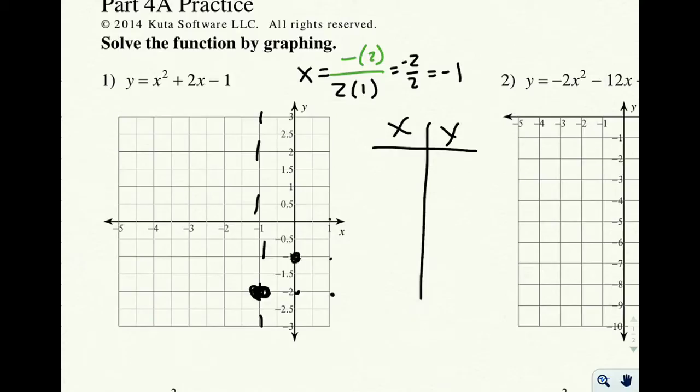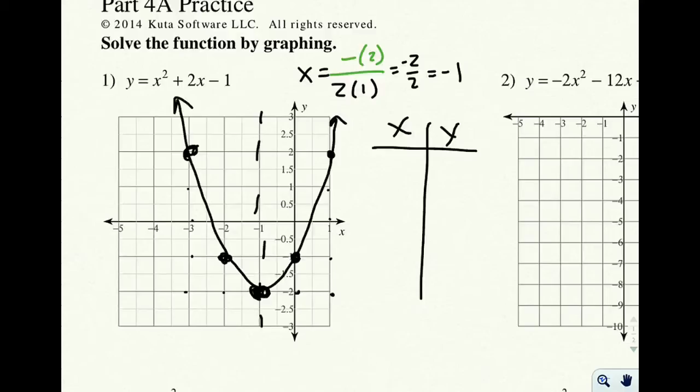So 4. 1, 2, 3, 4. Back 1, up 1, back 2, up 2 squared. 1, 2, 3, 4. And now you've drawn yourself a parabola. You could go over 3, up 9, and so forth, and that pattern will continue forever.